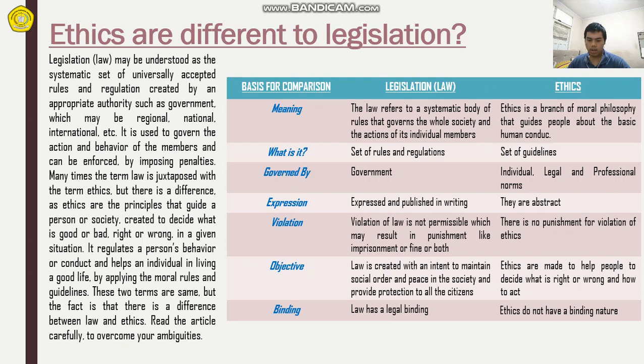Read the article carefully to clear up your ambiguities. After that, you can look beside the text, there is a table comparing the differences between legislation and ethics. You can read it by yourself.